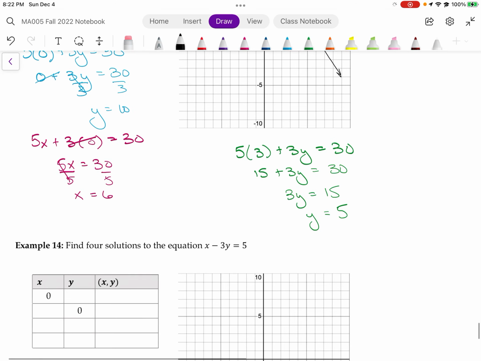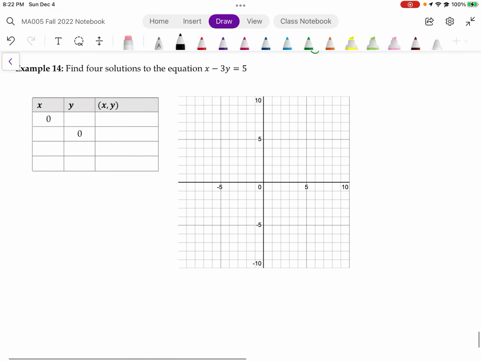All right, last one. Why don't you try this one on your own? Okay, so I'm going to try the first one. I get 0 minus 3y equals 5. So the 0 goes away. I'm going to divide by -3, and I get y equals -5/3. Well, that's not pretty, but okay. Doesn't always work out perfectly. So I get 0, -5/3.